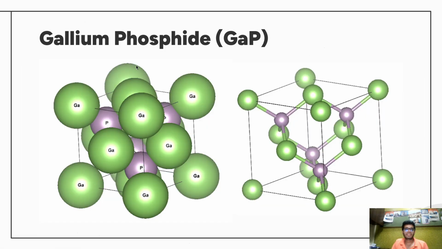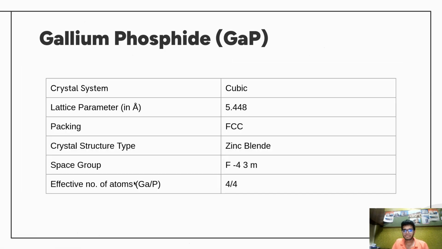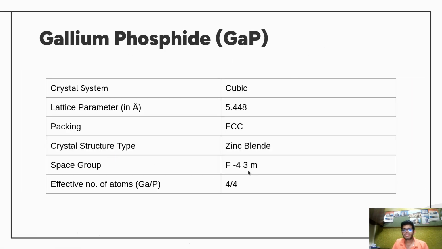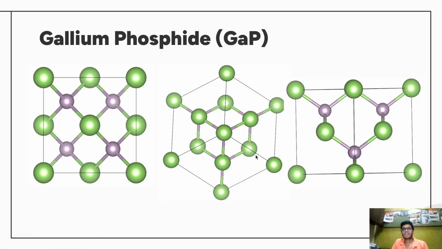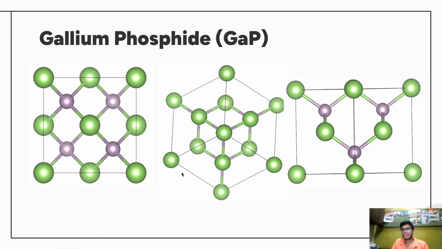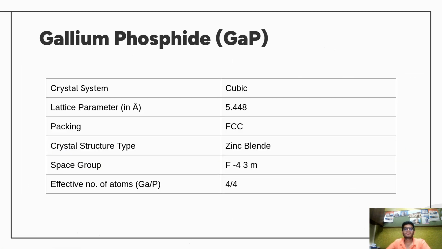If you observe along this axis, we can see that there is a fourfold inversion symmetry here, and along the body diagonal there is a threefold axis of symmetry. And if we see it along the 110 plane, we can imagine a mirror cutting this plane into two symmetric halves. So this gives it the point group of 4̄3m, which gives it the space group of F4̄3m.